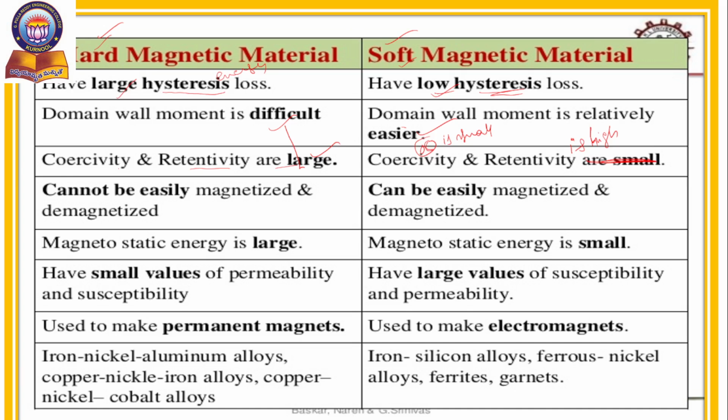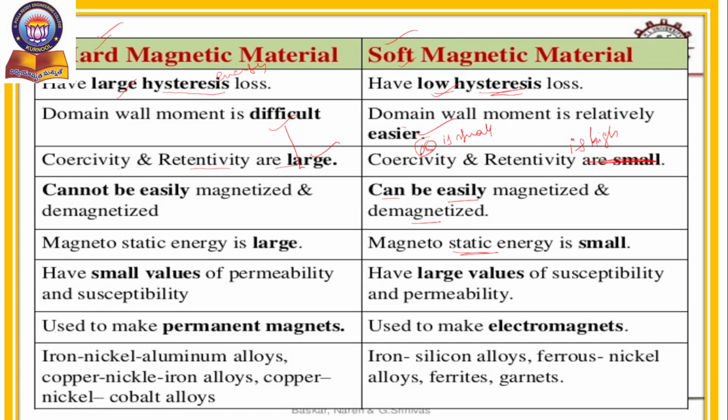Next point: hard magnetic materials cannot be easily magnetized and cannot be easily demagnetized. These are hard; it is not possible easily. Soft magnetic materials can be easily magnetized and easily demagnetized. Next, magnetostatic energy is large in the case of hard magnetic materials, and in the case of soft magnetic materials, magnetostatic energy is small.